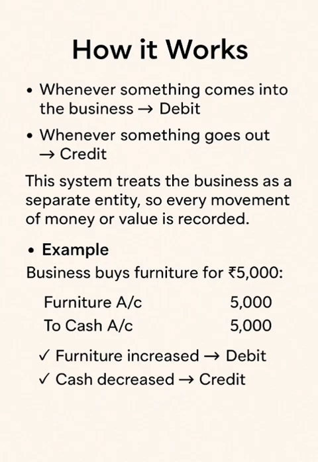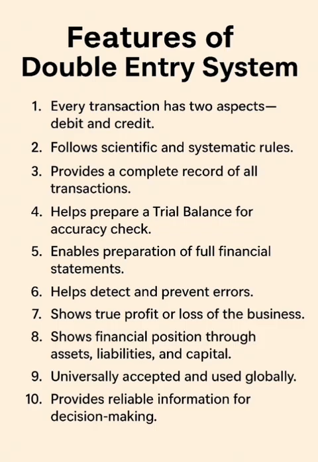How it works: whenever something comes into the business, debit. Whenever something goes out, credit. This system treats the business as a separate entity, so every movement of money or value is recorded. Example: business buys furniture for Rs 5,000. Double entry: furniture account debit Rs 5,000. To cash account Rs 5,000. Here, furniture increased, so debited. Cash decreased, so credited.